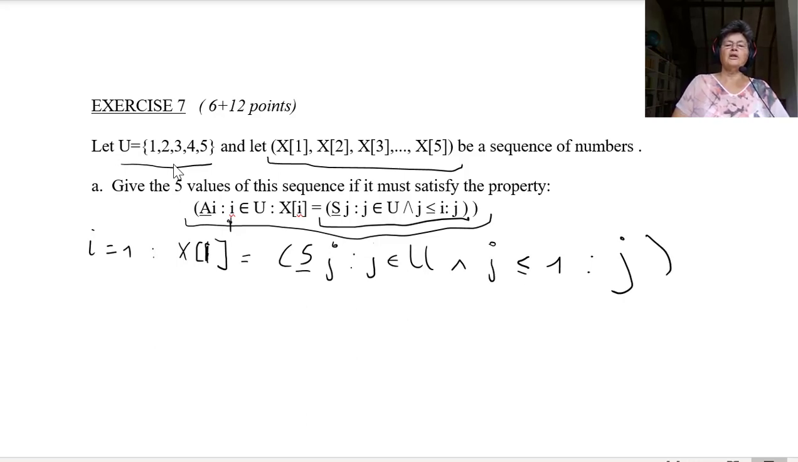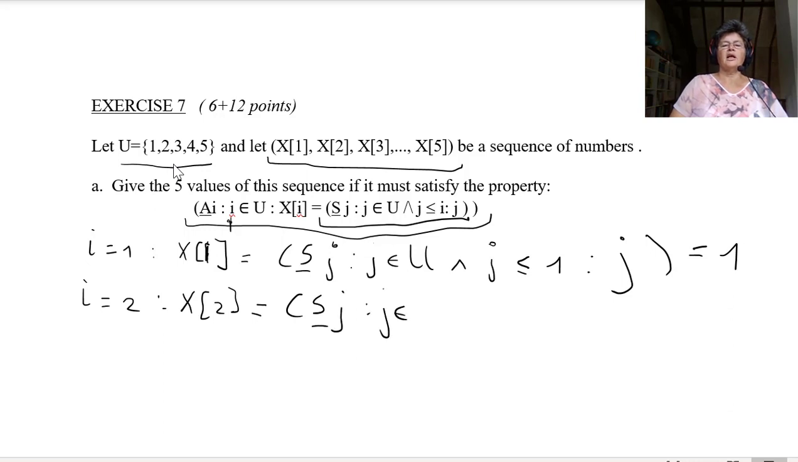Okay, for 1 that's doable. And so j must be smaller or equal than 1. That's only 1. Okay, so this should be 1. If i is 2, then x2 should be the sum of j element u and j smaller or equal 2. And what do we summarize? The indices itself. So now we have to count 2 elements, namely the element 1 and the element 2.